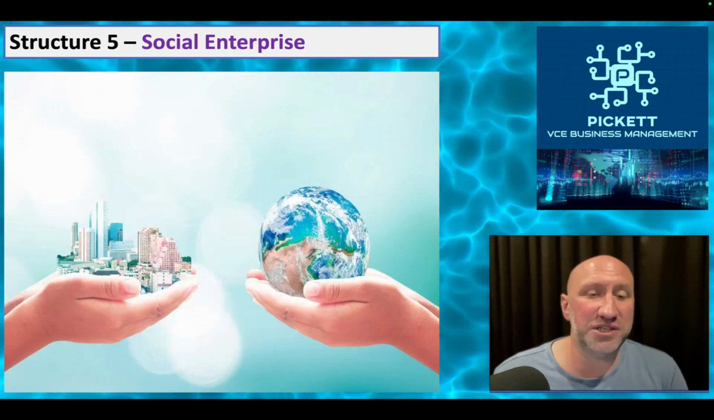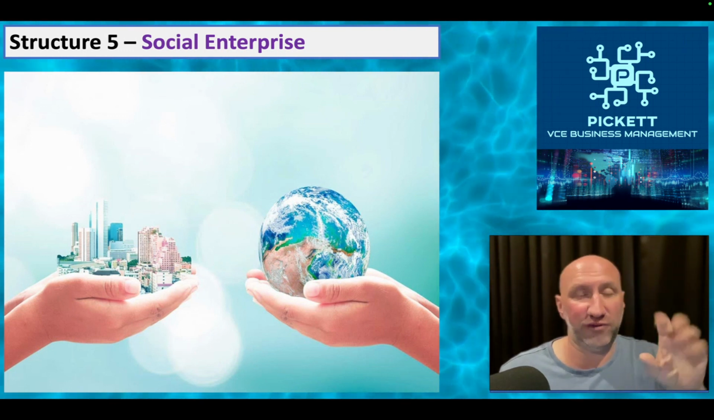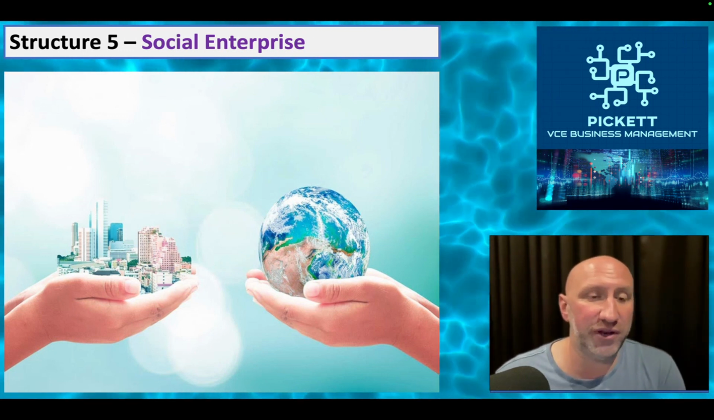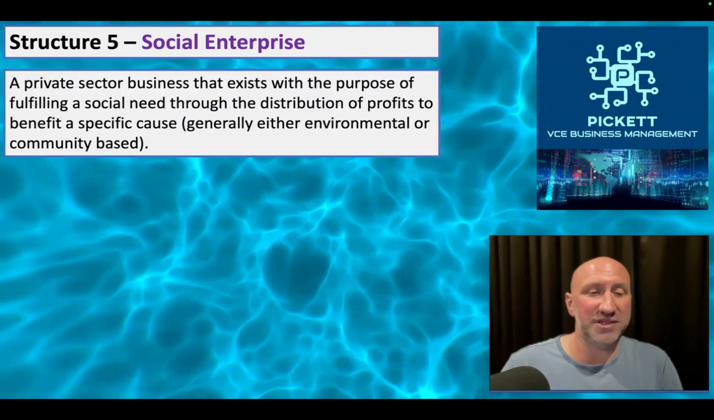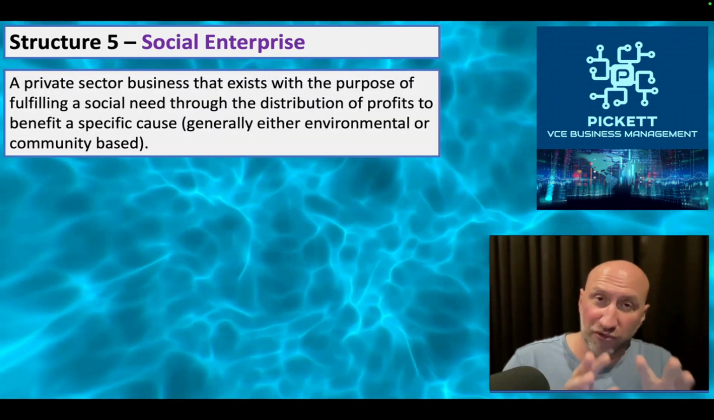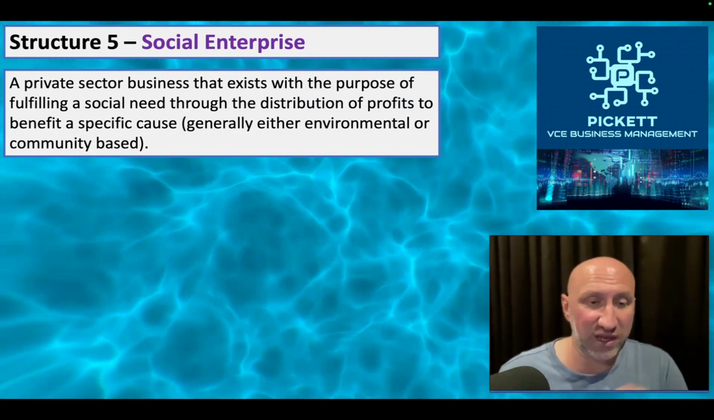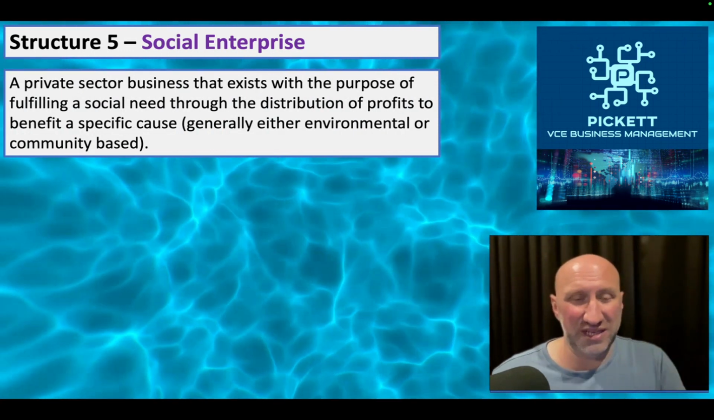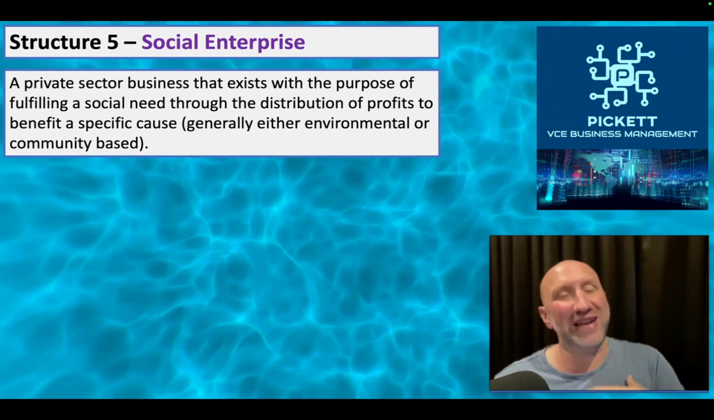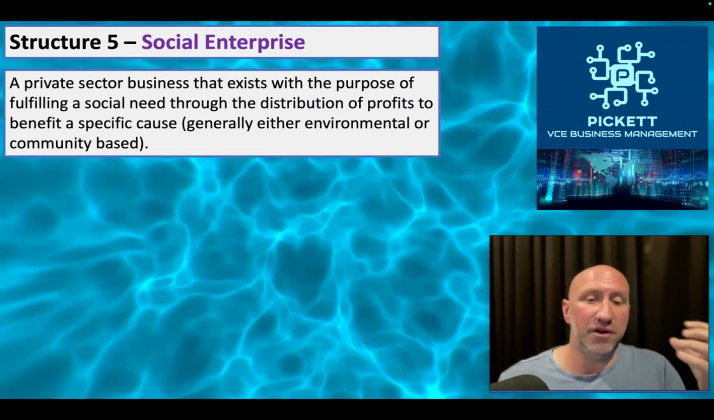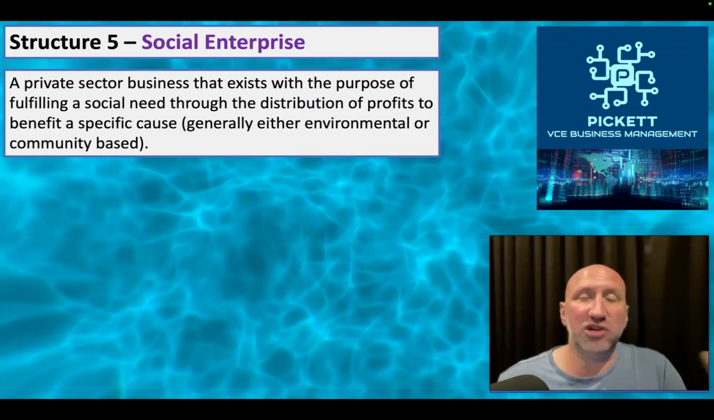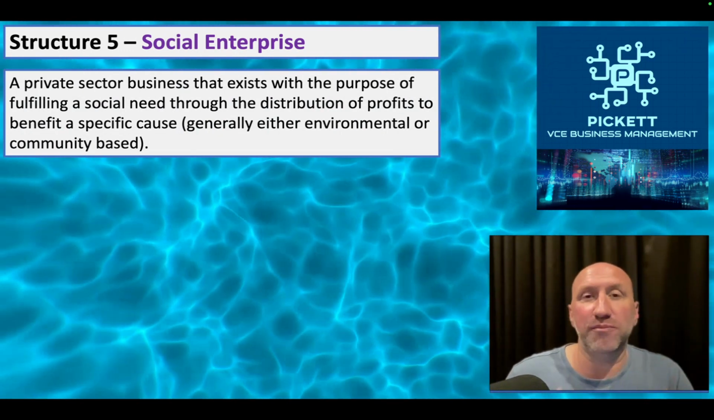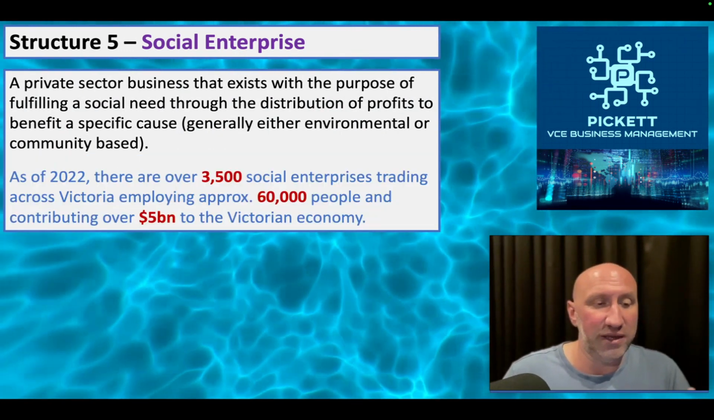Right, our fifth type. This is the new one, if you're comparing with year 11. Social enterprise. This is a very specific type of business. So still a private sector business. Again, don't forget that. But now this exists with the purpose of fulfilling a social need through distributing profits to benefit a specific cause. Generally either environmental or some kind of community cause, okay?